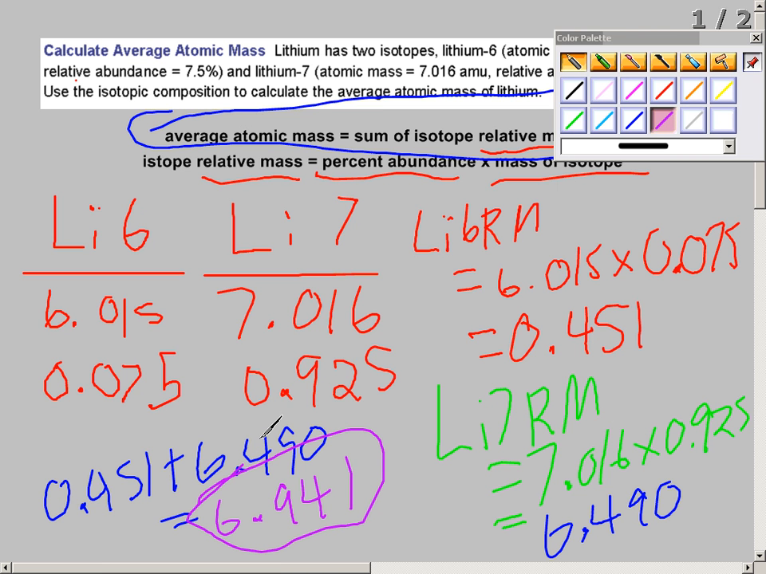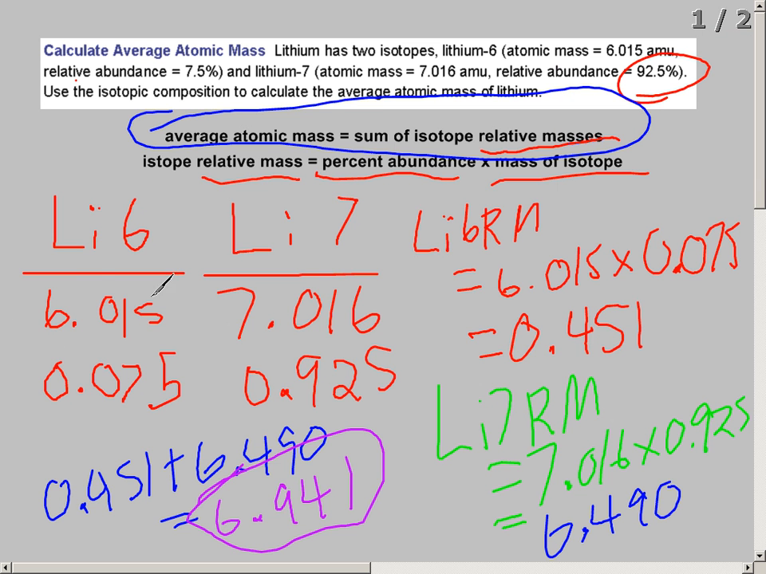So let's walk through it one more time. First, I had to determine what my mass of each isotope was and what each of their percent abundances were. That was step one. Step two, calculate the relative mass of each of them. Relative mass is its percent abundance times its mass. And make sure you put percent abundance in decimal form. It's usually given to you as a percent, but you've got to move the decimal over twice to put it in decimal form. So you multiply, do the calculation for each isotope.